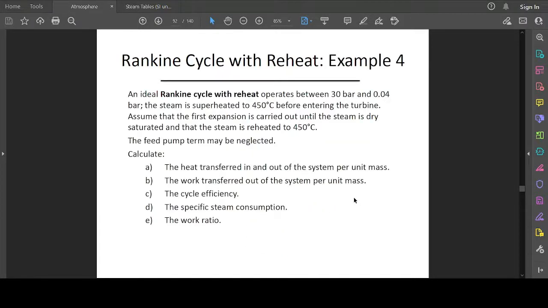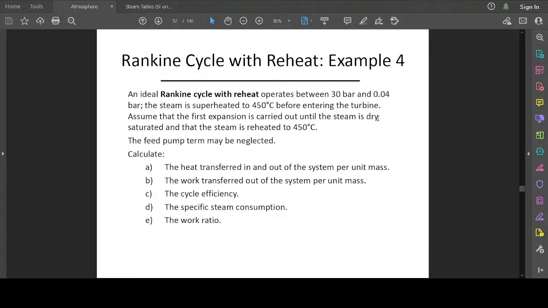So an ideal Rankine cycle with reheat operates, for example 4, between 30 bar and 0.04 bar. The steam is superheated to 450 degrees Celsius before entering the turbine, assuming that the first expansion is carried out until the steam is dry saturated. And dry saturated here means that it is not wet.